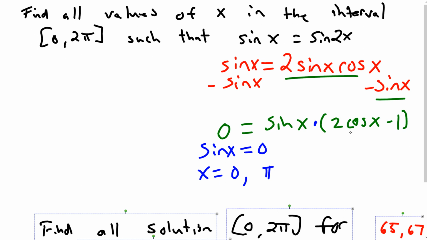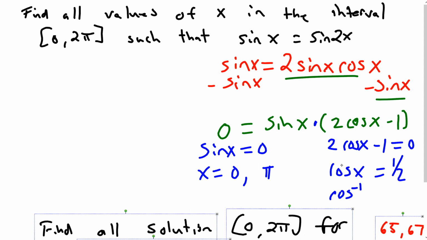And then where is 2 cosine x minus 1 equal to 0? Add 1 to both sides. Divide by 2. Where's cosine of x? 1/2. So there we can do the left-hand method, or we're going in reverse here. So you could do the inverse because we're after an angle, right? So what angle is going to give you 1/2? So what angle gives us 1/2 for cosine?